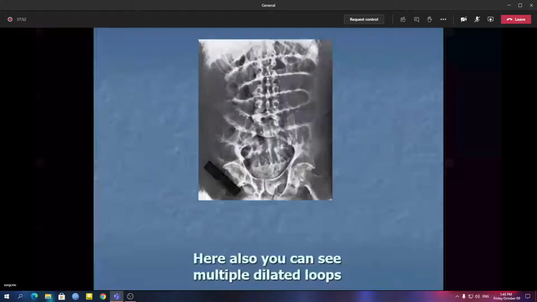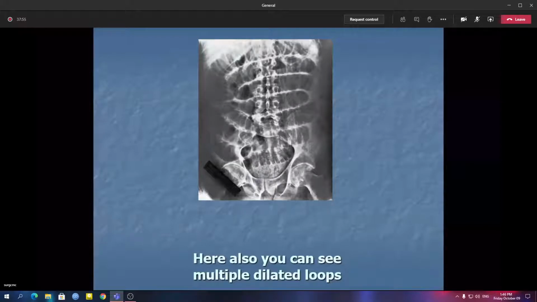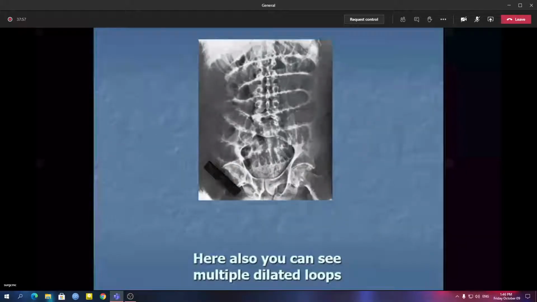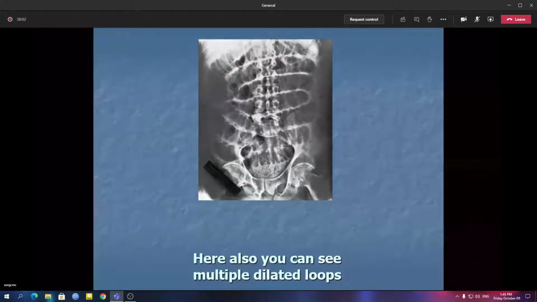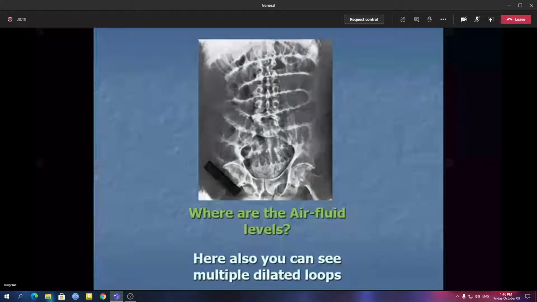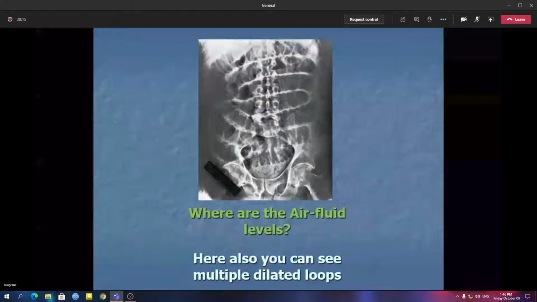Now, it's a peculiar X-ray. You can see multiple dilated loops in this particular X-ray. Yes or no? Yes, sir. But can you see any air fluid level? No, sir. Then what happened here? Enteroclysis. That is a different thing. That's a procedure. Come on. There are multiple dilated gut loops, but no air fluid level.